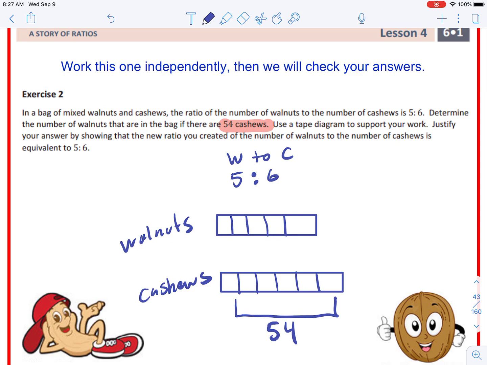So you should have taken the time to try to figure out what is going to go in each of the cashews units, each of the 6 units. We have 6 units here. Okay, so we had to do 54 divided by 6, okay, which is 9. So I'm going to put 9 in each unit.